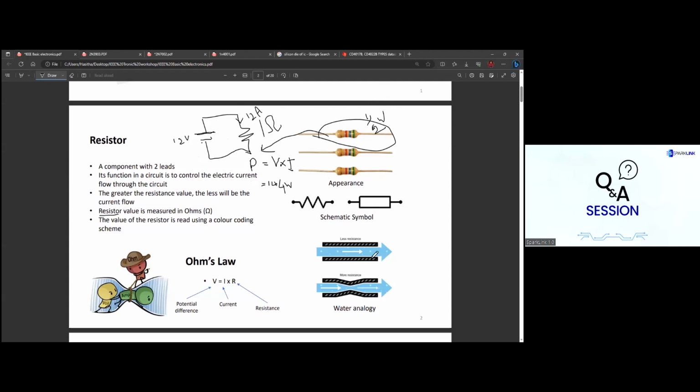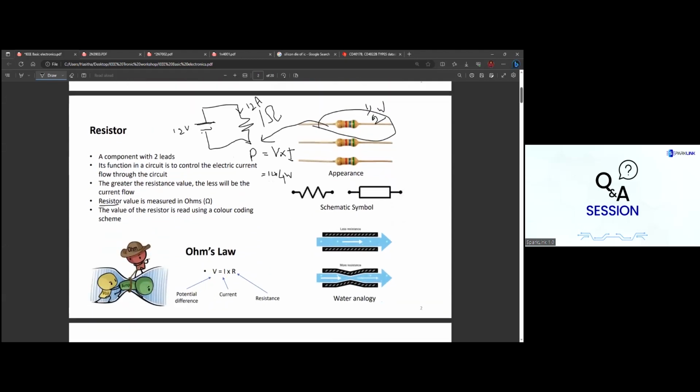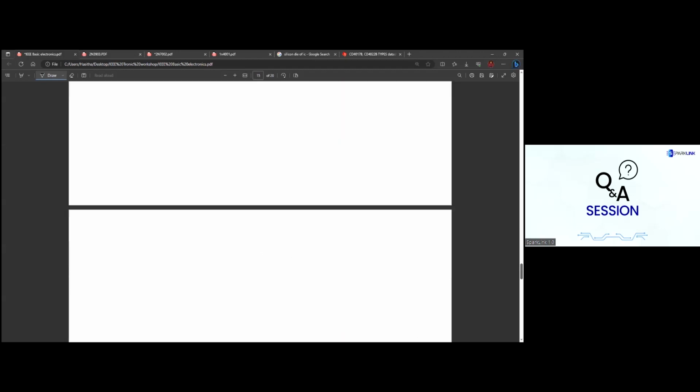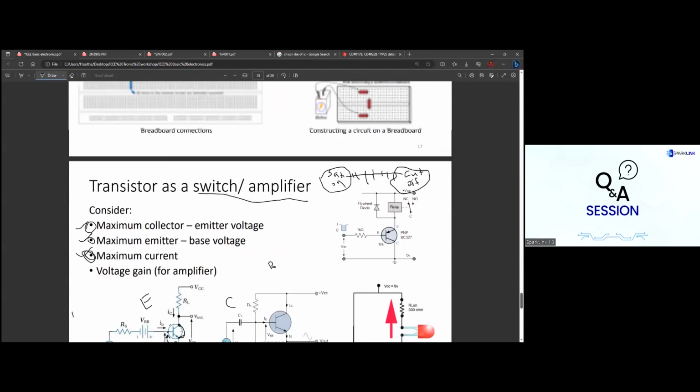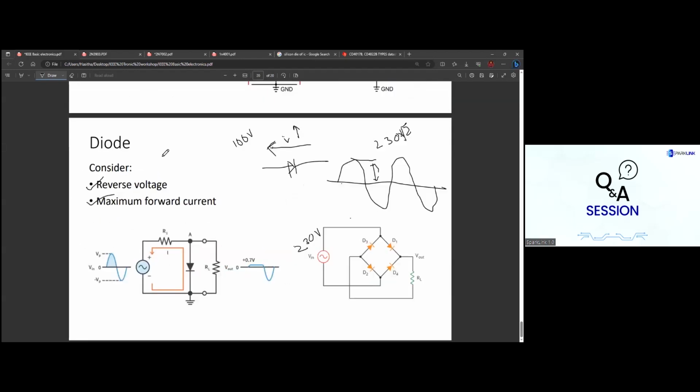There's another question in the chat box. It says, sir, is the blocking voltage the same as the reverse voltage? I think he's referring to a diode.